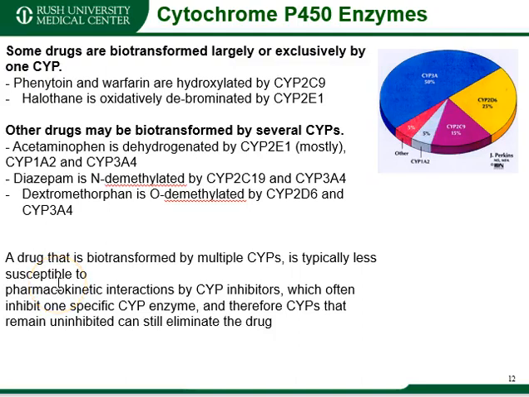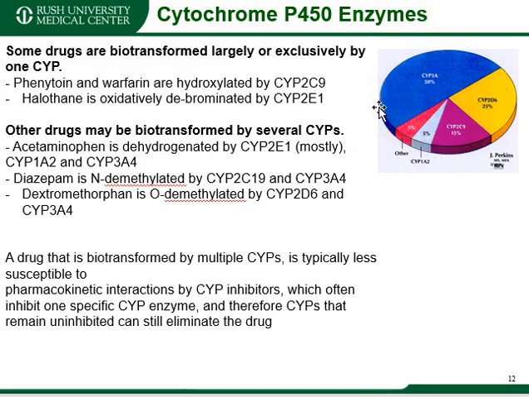Okay, so by and large, some drugs are biotransformed largely or exclusively by one specific CYP enzyme. With phenytoin and warfarin, they undergo major hydroxylation by CYP2C9. Halothane, which is an anesthetic, is oxidatively debrominated by CYP2E1. I know we haven't talked about some of these drugs, and that's fine. You don't need to know that specifically, but you do have to understand the concept. There's no learning objective on this slide, so don't start memorizing this.